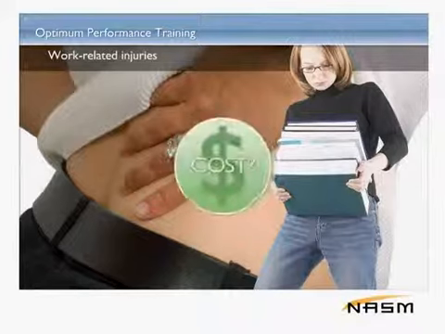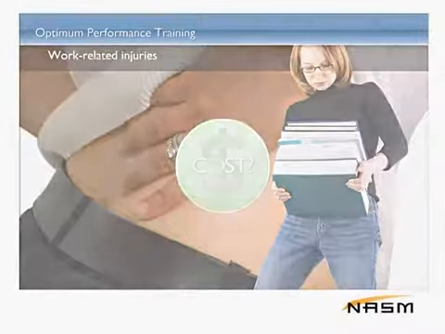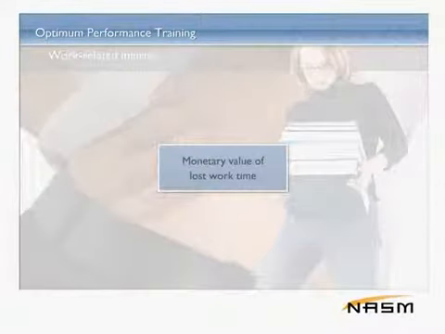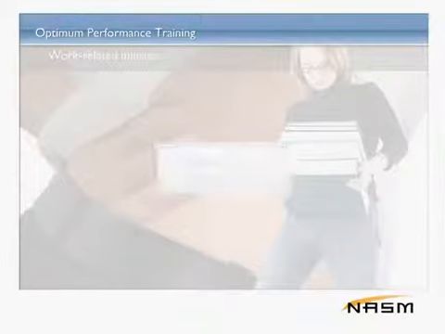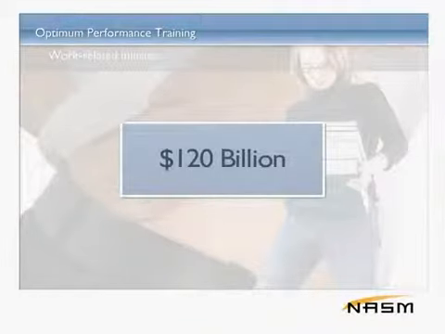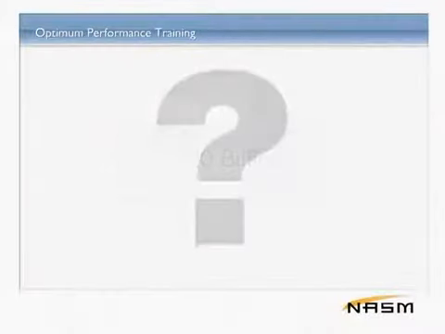And how much does this all cost? The monetary value of lost work time due to these musculoskeletal injuries was estimated to be approximately $120 billion. So what does this all mean?